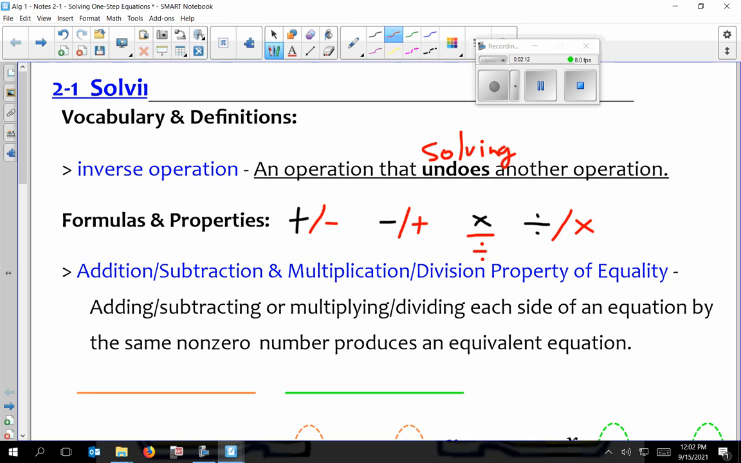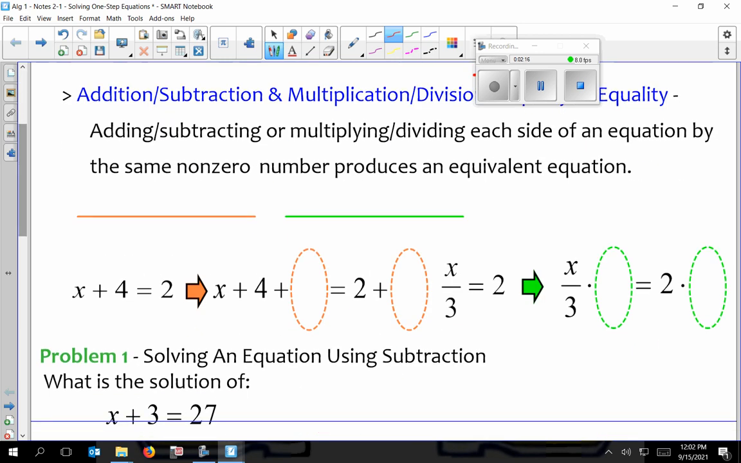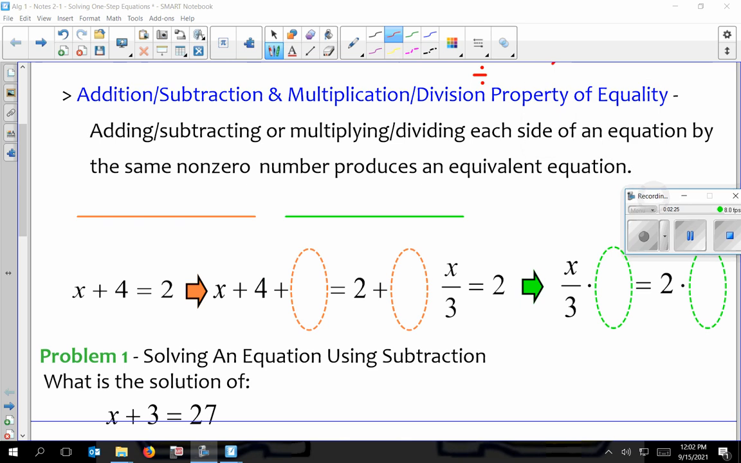Okay. Down here, just going over what I just talked about, addition and subtraction are inverse operations of each other. The multiplication and division are also inverses of each other, okay? So they undo each other.